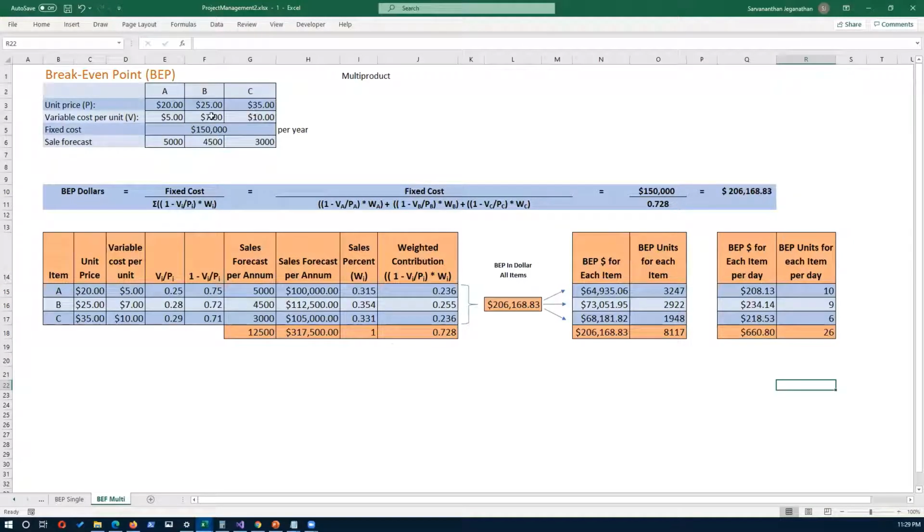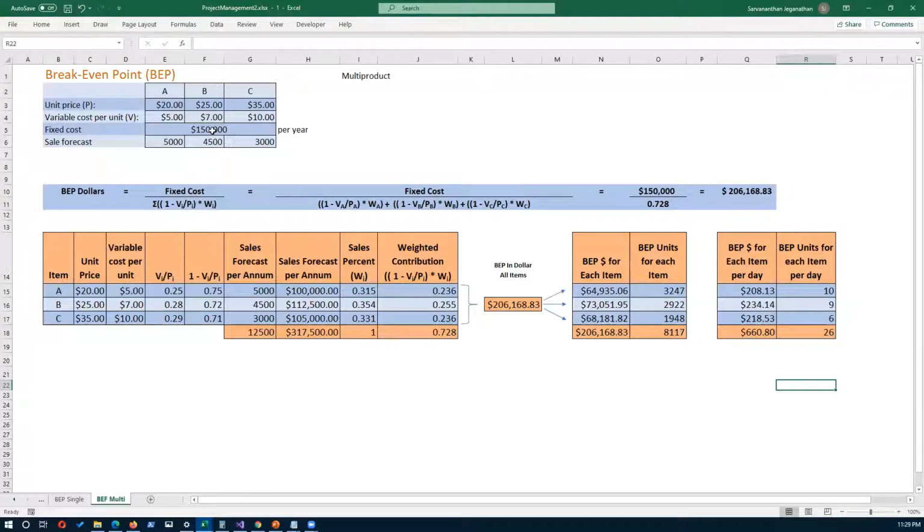Now, when there is more than one product, it becomes a little more complex. In this scenario, we are looking at products A, B, and C. Product A's unit price is 20, B's unit price is 25, and C's is 35. Variable cost is different as well: 5 for A, 7 for B, and 10 for C. Each one of them has a different amount of sales. We also have a fixed cost of 150,000 per year.